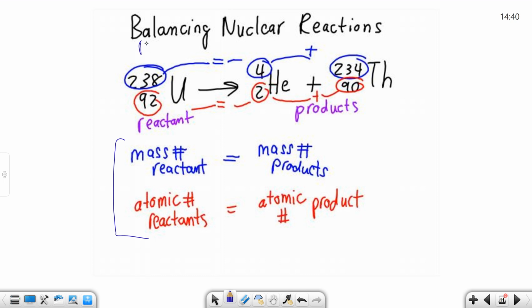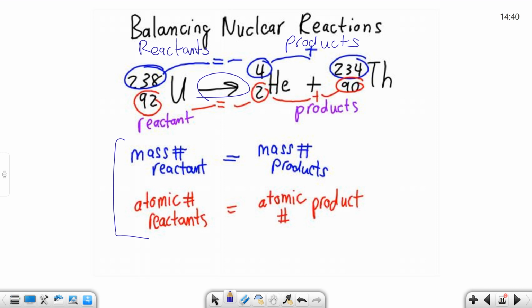Now, the thing is, we haven't really done reactions yet. Reactants are on the left side of an equation. We call this a nuclear equation. Products are on the right side. Right side of what? The arrow. Okay? Left side of the arrow is what you're starting with. Right side is what it's turning into.